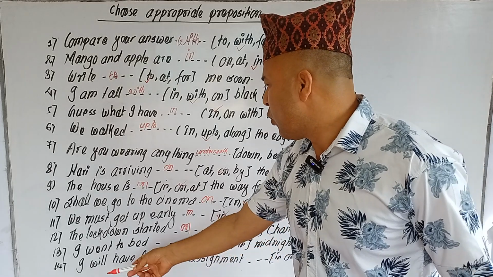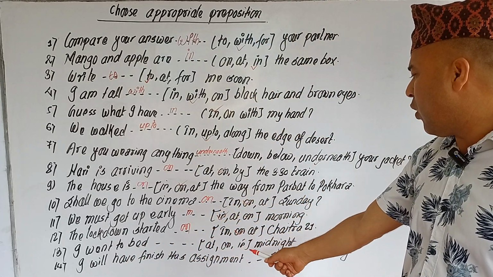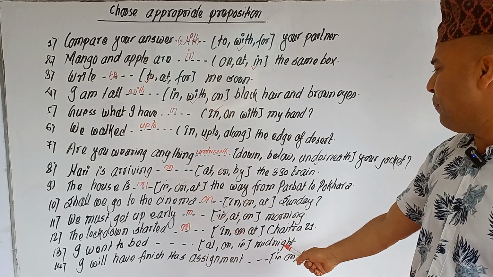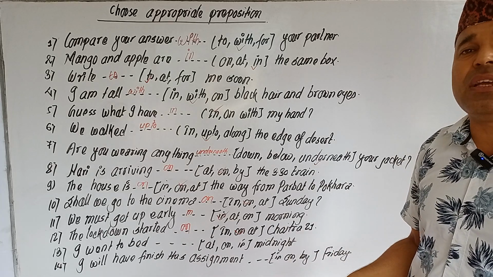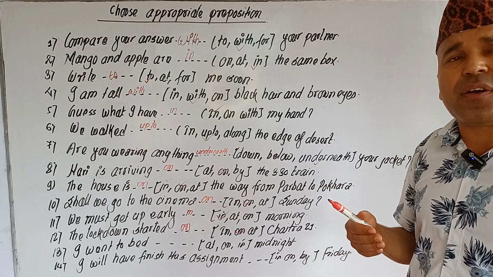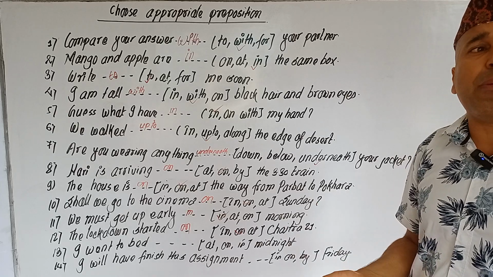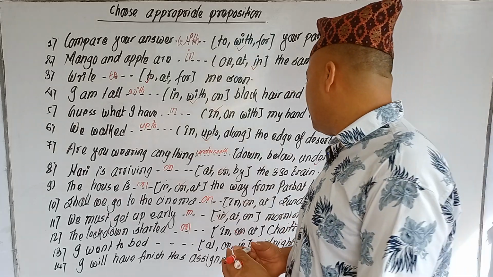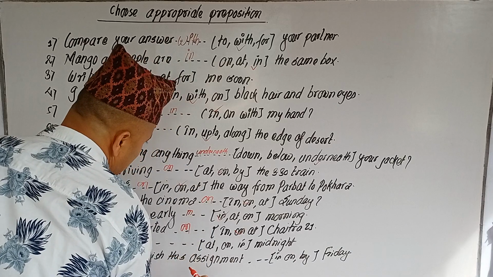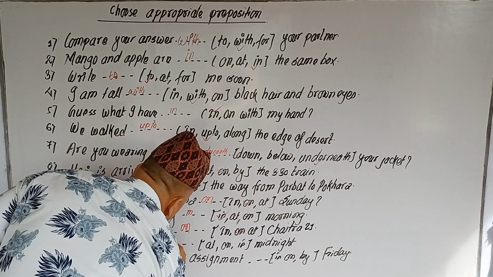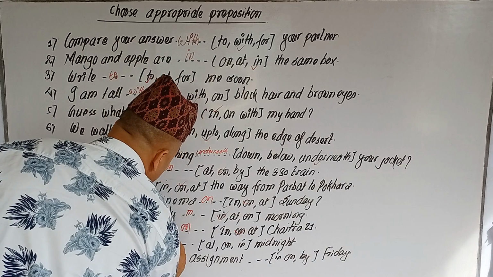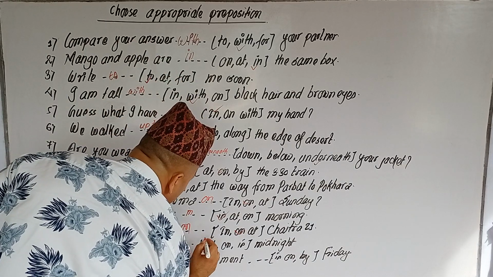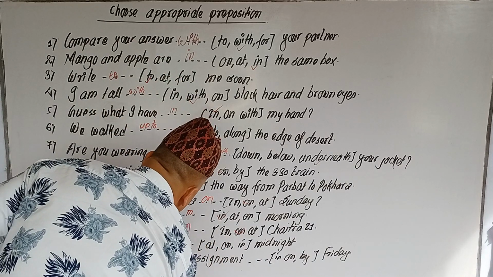Alright. We went to bed at, on, in midnight. Especially at midnight. In the afternoon is in, but for midnight you have to use at, especially right at the middle part of the night or day. I mean at.